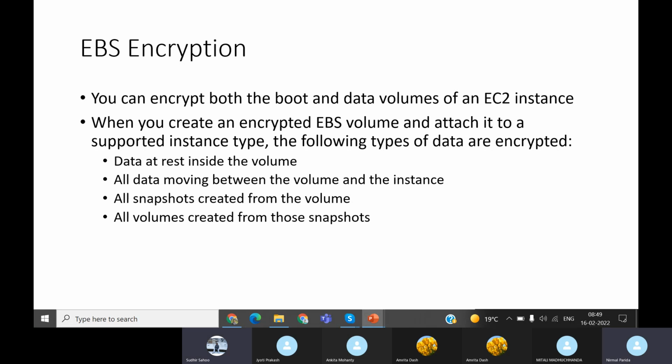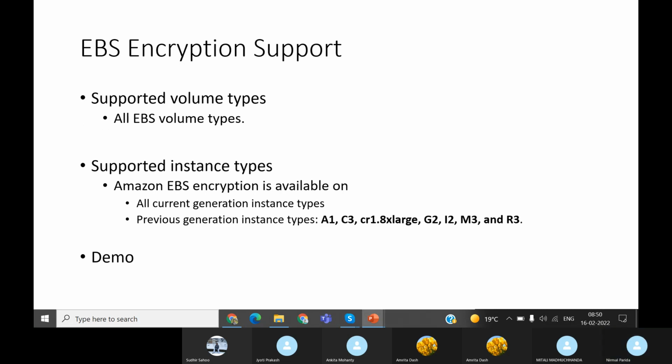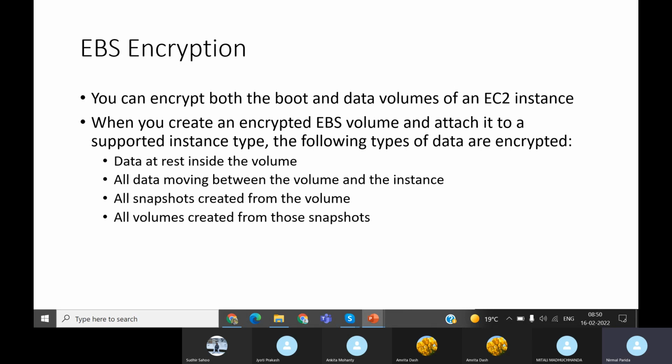So all data moving between the volume and the instance is also encrypted. All snapshots created from a volume: if you encrypt one volume, the snapshot will also be encrypted. All volumes created from those snapshots are also encrypted. I create one snapshot, then again I create another volume from the snapshot, and that volume is also encrypted. Suppose there is some unencrypted snapshot, you can also encrypt it.